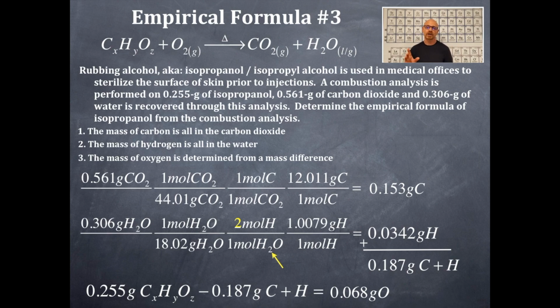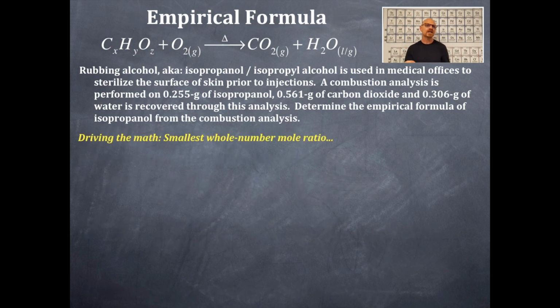Okay? So now, thus far, what I have obtained here is 0.153 grams of carbon, 0.0342 grams of hydrogen, and 0.068 grams of oxygen. So I have masses of all of the elements that are in the formula that I want to determine the empirical formula for. So now what I'm going to do is, everything that drives an empirical formula problem is actually in the definition of an empirical formula. And that is, the definition of an empirical formula is the simplest whole number mole ratio. So what I'm going to do is take the mass of carbon, mass of hydrogen, mass of oxygen, and convert them into moles of those respective elements.